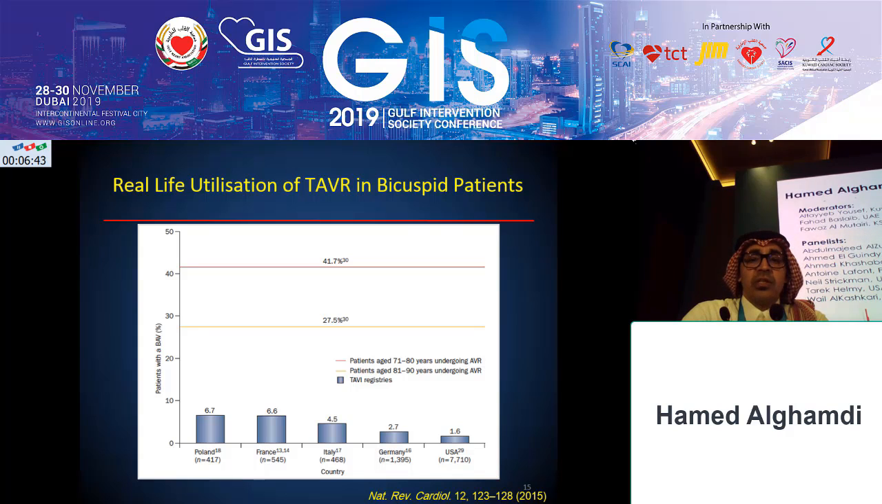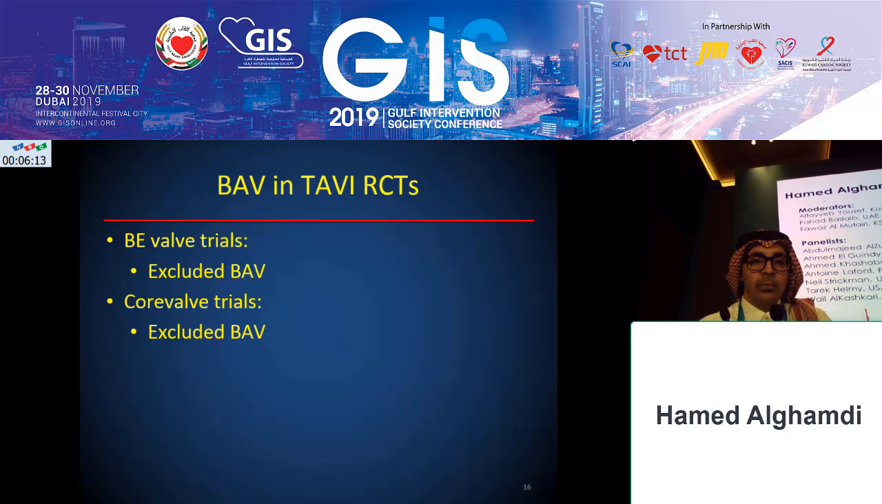You can see that the red line at the top represents patients in their 70s undergoing surgical AVR. Bicuspid aortic valve represented close to 42%, and those in their 80s around 30%. You can see at the bottom of the diagram the percentage of those patients with bicuspid valve who underwent TAVI. In Europe, less than 7%, and in the US, it's only 1.6%. So very poor use in this patient group.